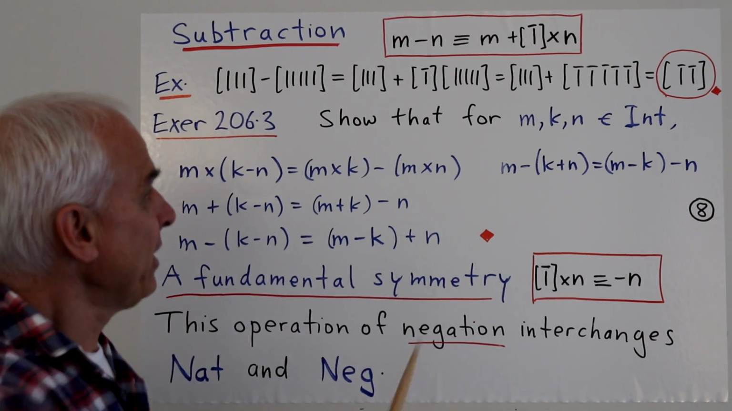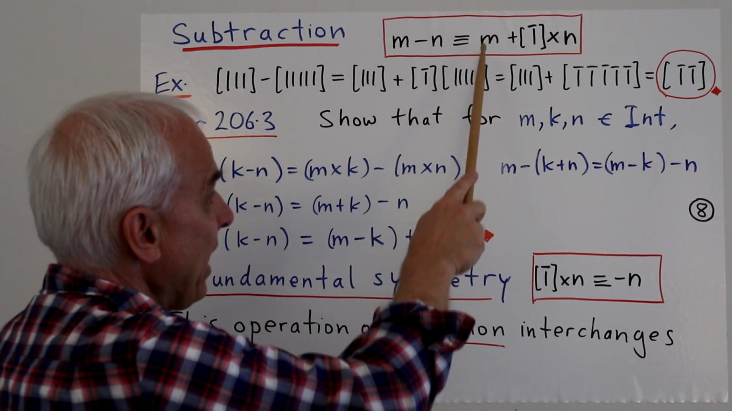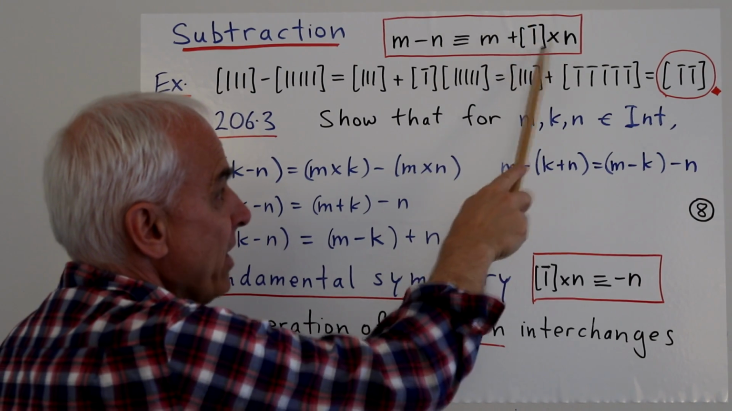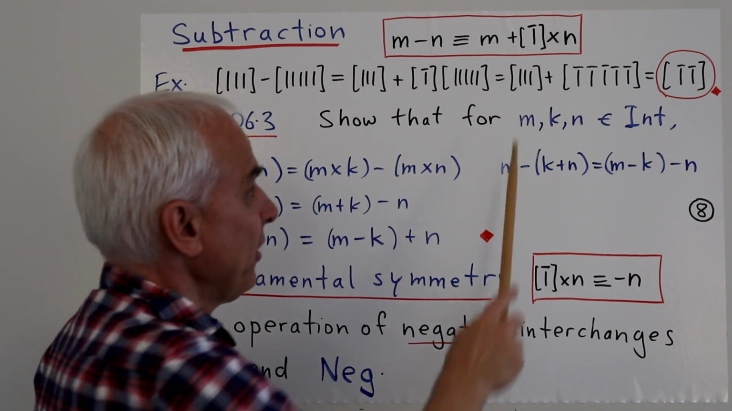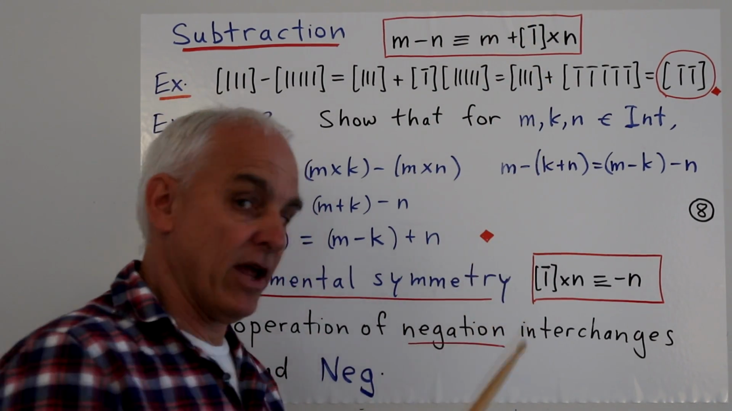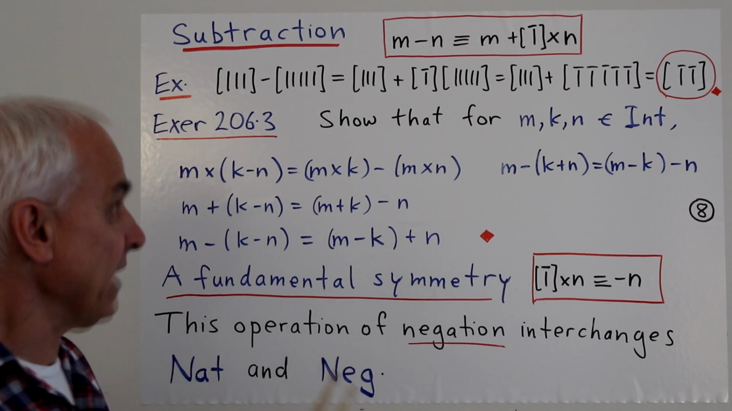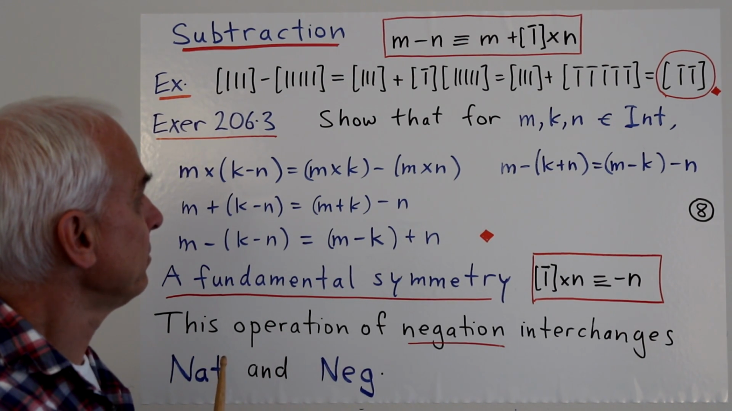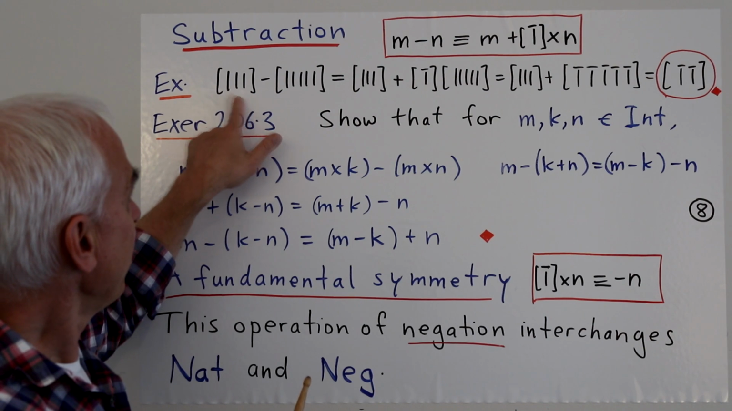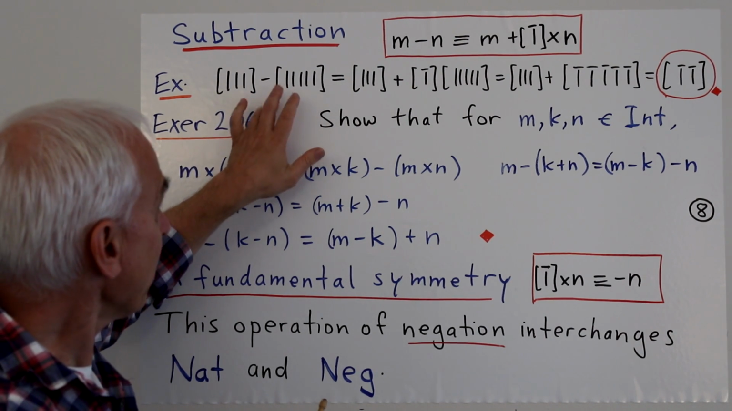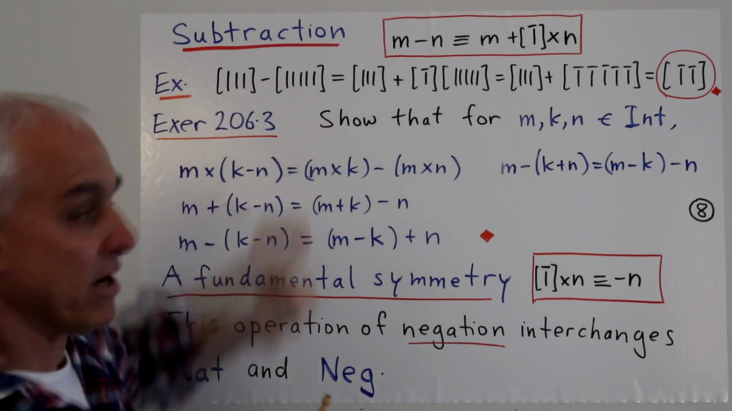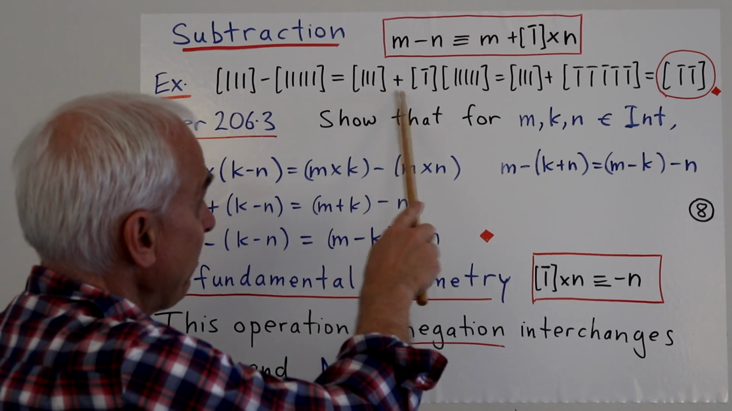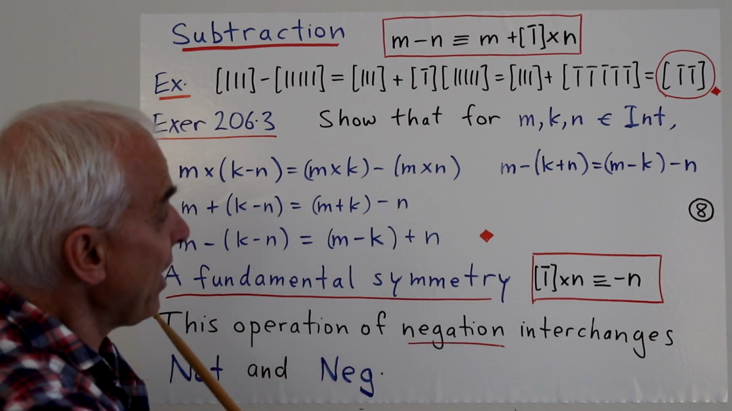So how do we introduce subtraction into the story? It's very simple. We define m minus n to be m plus minus 1 times n. So there's our minus 1, which is the m set consisting of the anti-mark, or mark bar. So for example, if we have mark, mark, mark, minus mark, mark, mark, mark, mark, in other words 3 minus 5, then that's the same as 3 plus minus 1 times the 5.